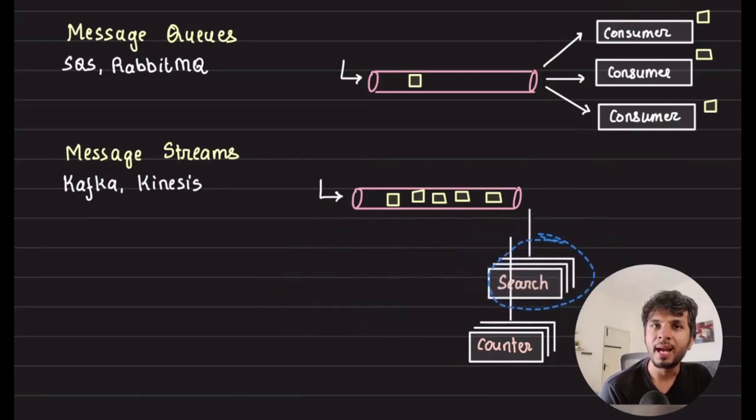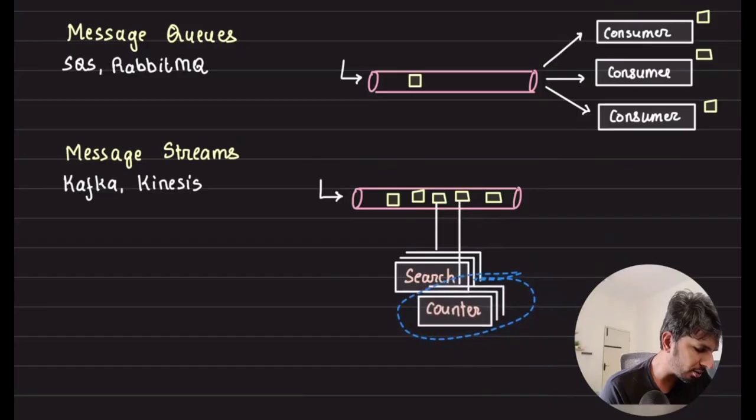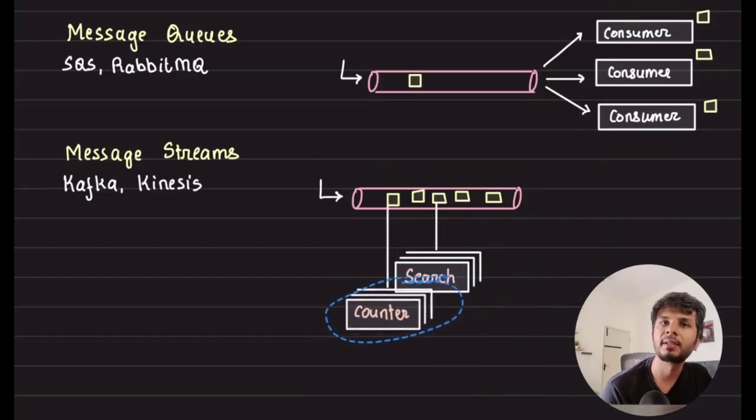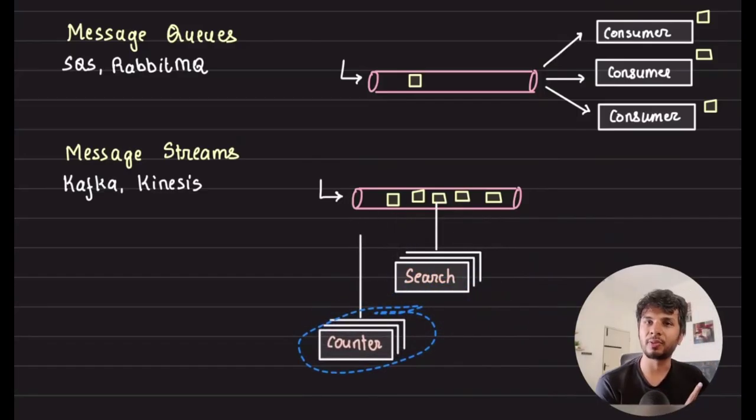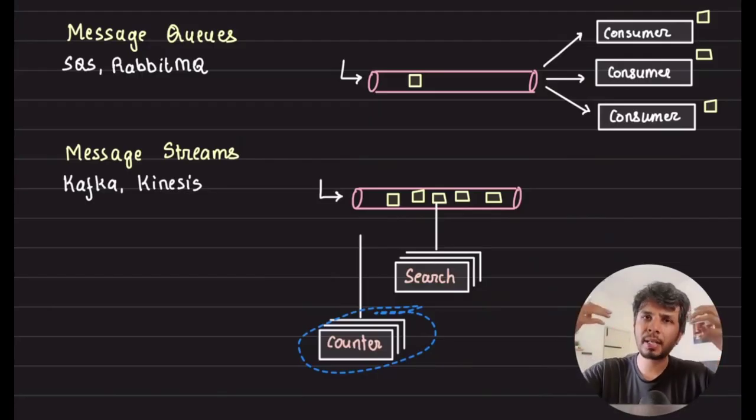And while this is iterating, you may have your counter service also iterating on the same set of messages, right? And so on and so forth. So here you see how beautifully the messages are there. Messages are not deleted. Messages lie in Kafka forever. You can configure a deletion policy, but best case, the messages lie in Kafka forever.